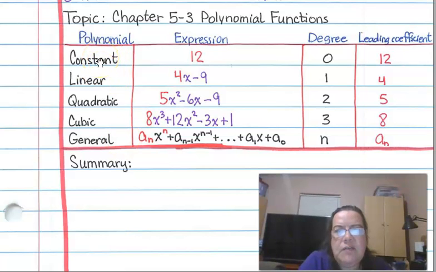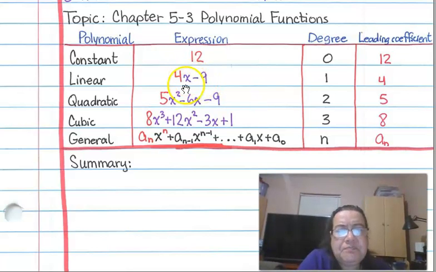First of all, if you just have a constant, like a number, right? Well, a number is just, there's no x value here or anything like that. So then the degree would be 0, and the leading coefficient is just that constant number. Then you could have a linear function. Remember, it's x to the first power, so something like 4x minus 9 equal to y as an example, right?